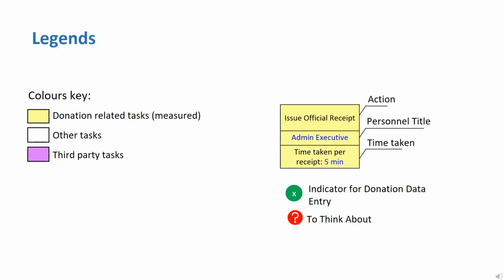First, get familiar with the different color codes and understand what they represent. Yellow boxes represent donation-related tasks done by your organization. These would form the measuring indicators for your post-Ka-Ching review. Each of these covers an action, the person performing the action, and the average time taken. Where there would be a need for data entry, it would be denoted with a green circle. Questions which you will need to consider are prefaced with the red question mark.